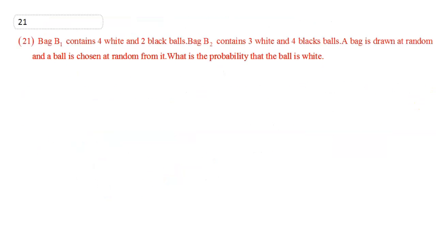Right? Now go for the next question, which is question number 21. Bag B1 contains 4 white and 2 black balls. Bag B2 contains 3 white and 4 black balls. A bag is drawn at random and a ball is chosen at random from it. What is the probability that the ball is white?